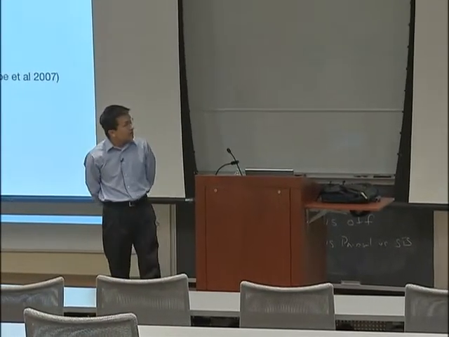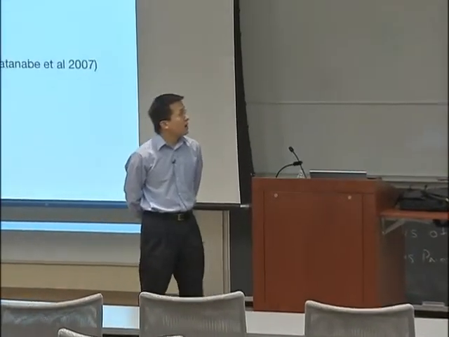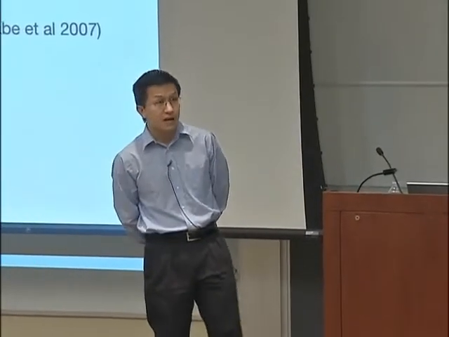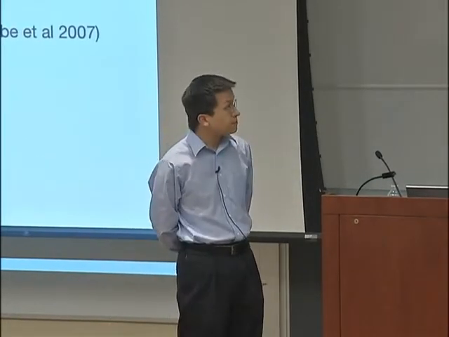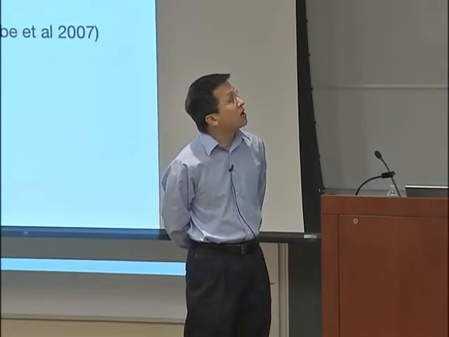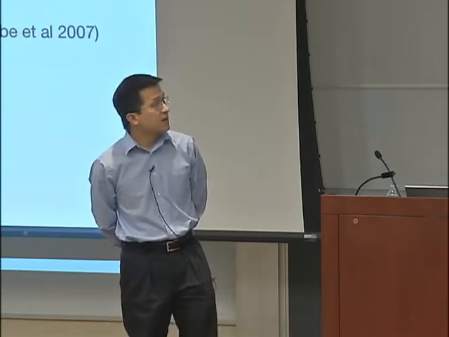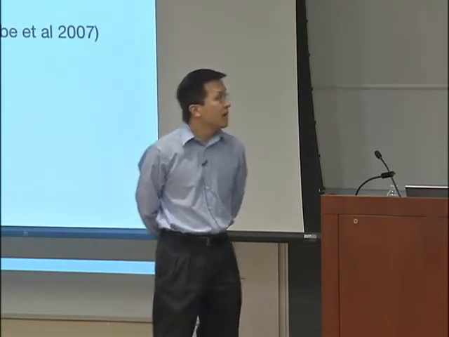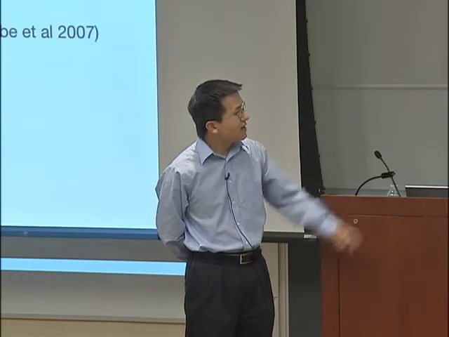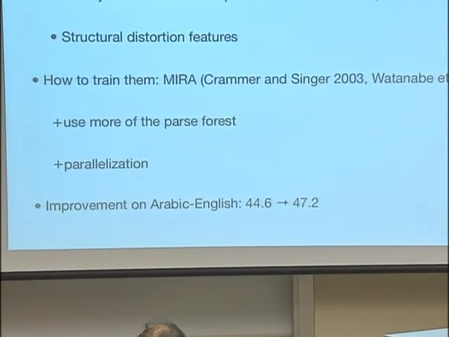And then the second part of the talk is really the meat of the talk, which is how to properly train these features, because it turns out that you don't really get the full benefit out of them using the standard training method, minimum error rate training. And so building on work by Watanabe et al. from last year's EMNLP, I'm using a method called MIRA, which was introduced by Koby Crammer, and making a couple of improvements. And the bottom line is that we're able to improve translation quality quite a bit using these new features. So these BLEU scores are on the NIST 2006 data, newswire and newsgroups only.